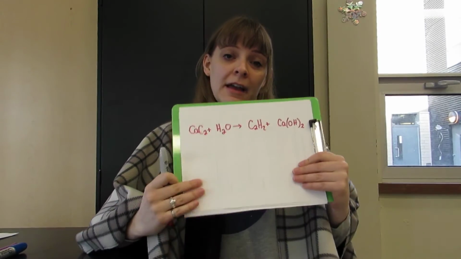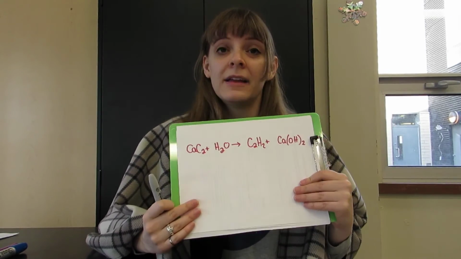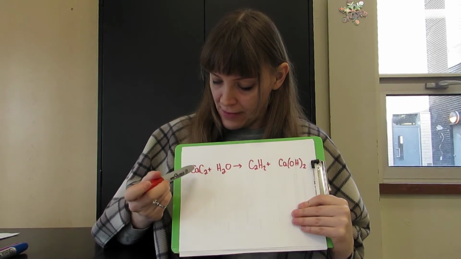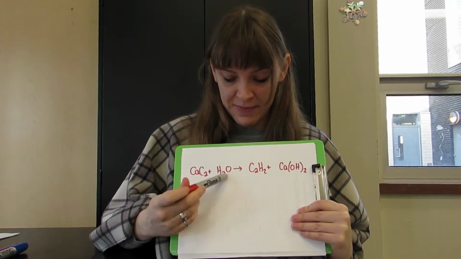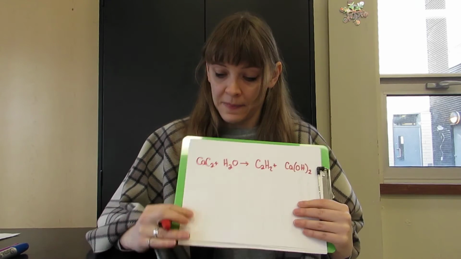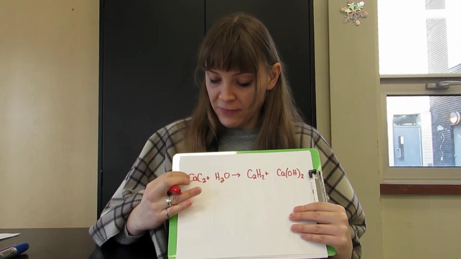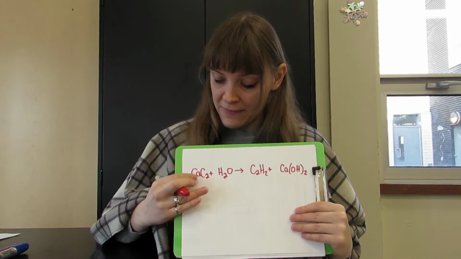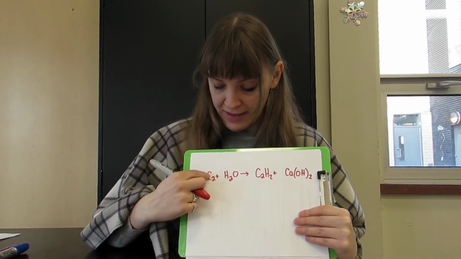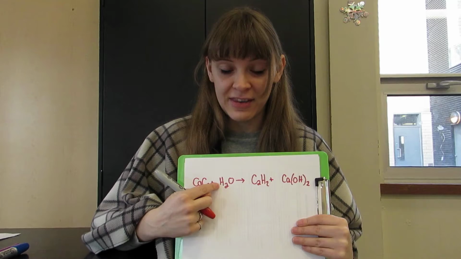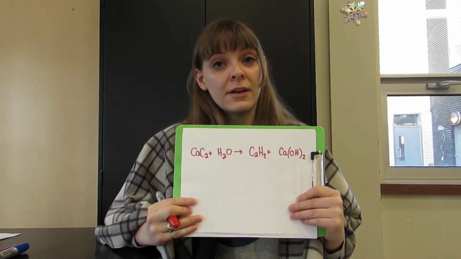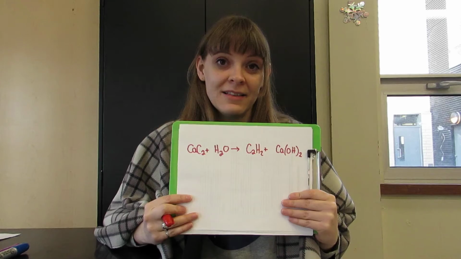Here we have a new chemical reaction. We have this molecule reacting with this molecule to give us 2 new molecules. Now we have different atoms here. We have some calcium, which is the Ca. We have some carbon, which is the C. We have some hydrogen, which is the H. And we have some oxygen, which is the O. So we're going to try to see if this is balanced.